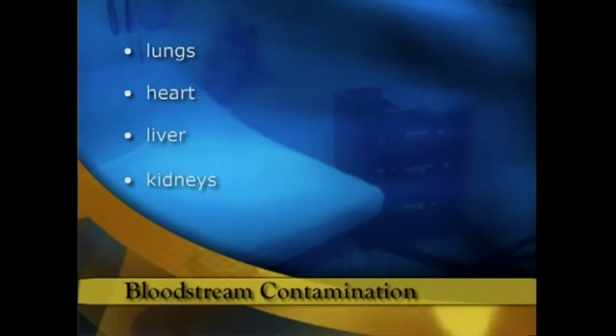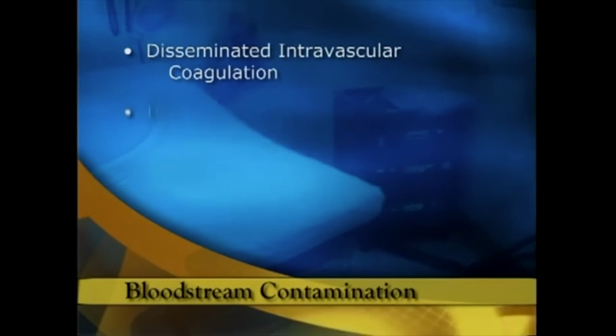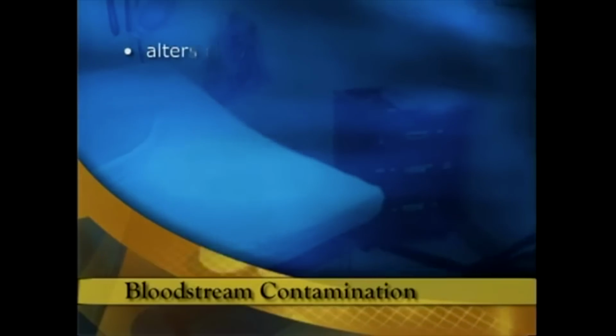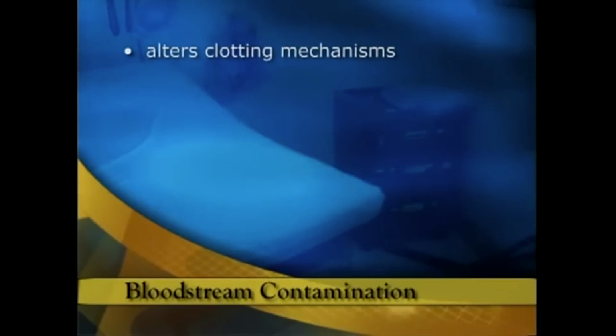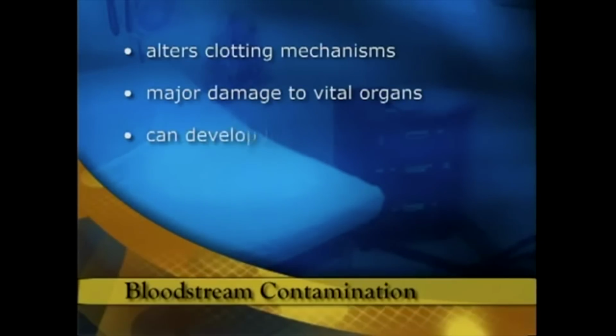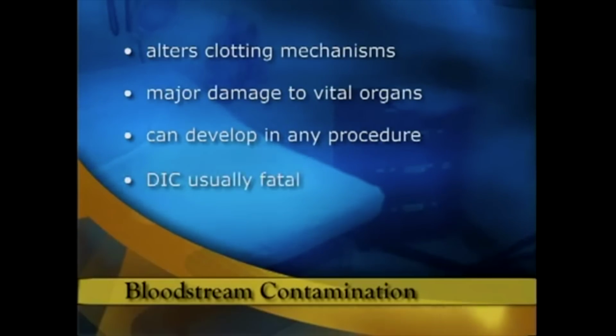Another blood-related complication seen in D&E abortions is disseminated intravascular coagulation, or DIC. Similar to an embolism, DIC occurs when the abortion procedure causes foreign matter to enter the patient's bloodstream. This can radically alter the clotting mechanisms of her blood and result in major long-term damage to vital organs. The most dangerous aspect of DIC is that it can develop even when the abortion procedure is performed properly. If not treated immediately and correctly, DIC will usually cause the woman's death.